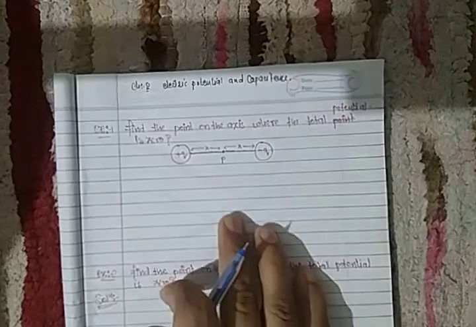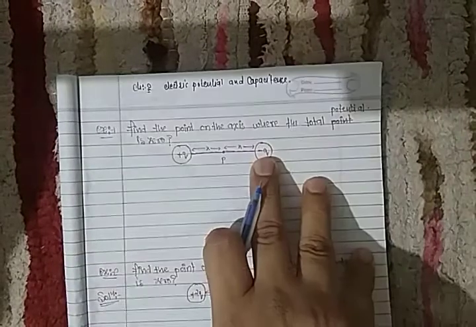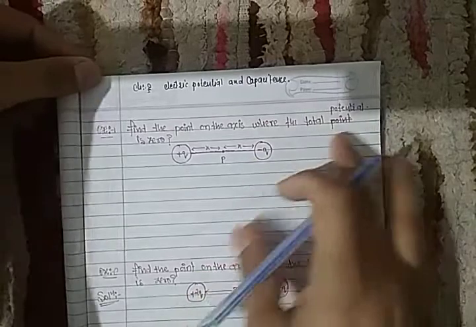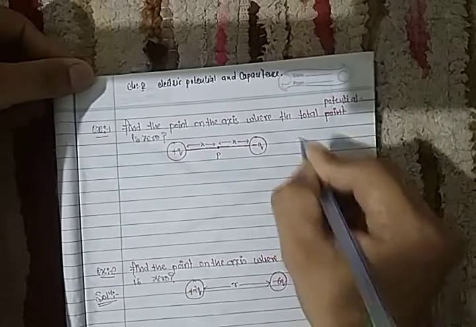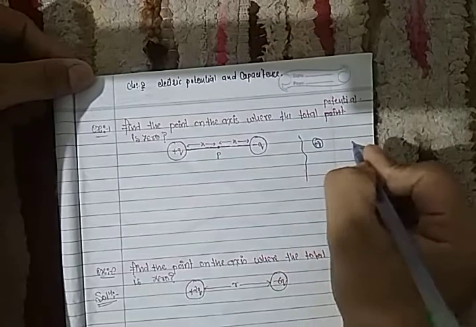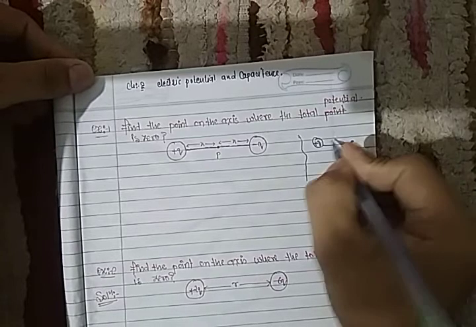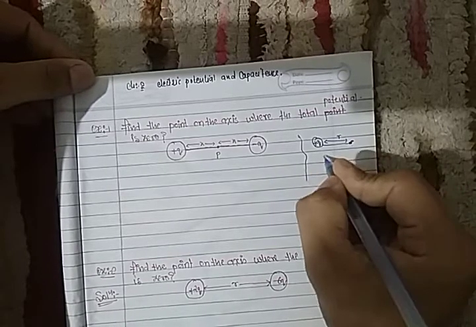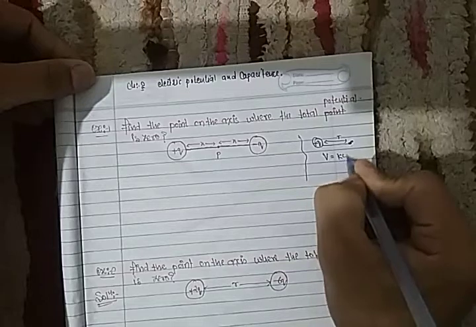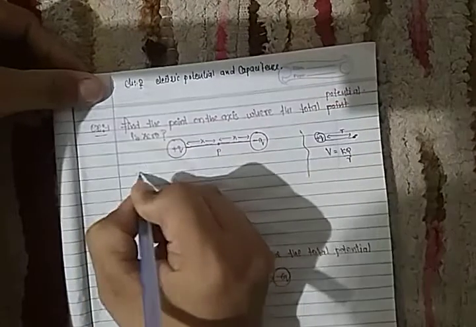Now students, what is the question? Total potential is 0. Now we know from our previous class that from any charge, at any point, if the distance is given, the formula is V equals kq by r. Okay, so now what is the solution?